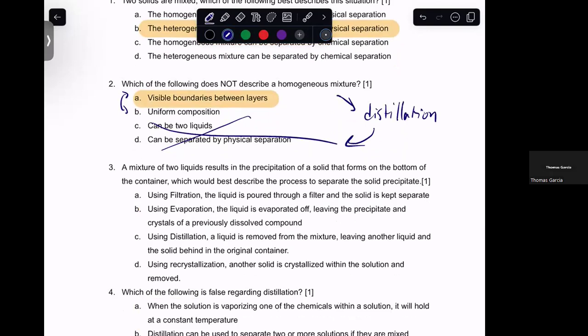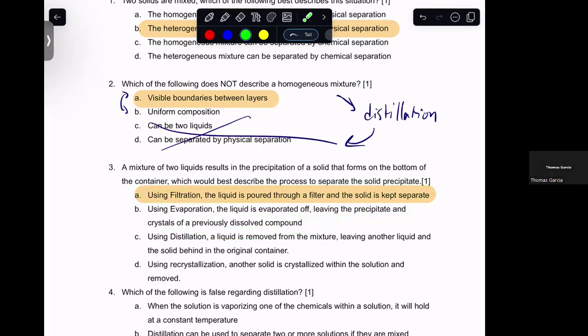A mixture of two liquids results in the precipitation of a solid that forms on the bottom of the container. Which would best describe the process to separate the solid precipitate? When you have solid from a liquid, just think you're going to filter. So using filtration. So B, using evaporation, that would help. However, it comes with this caveat that we're going to also leave the precipitate and a crystal of a previously dissolved compound. So we don't want that. We don't want the previously dissolved compound. We just want the solid.